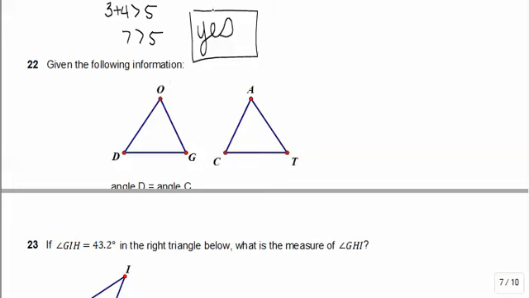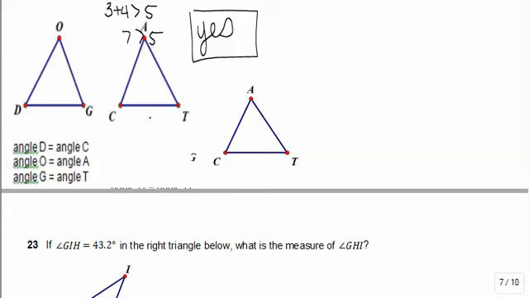I don't know why these keep coming off, so we're going to see if we can paste a new one. Okay, it says, given the following information, which can be used to prove triangle congruence, and all it says is that angle D is congruent to angle C, angle O is congruent to angle A, and angle G is congruent to angle T. Well, that's angle, angle, angle, and that does not prove congruence. So given that information, you cannot prove congruence.